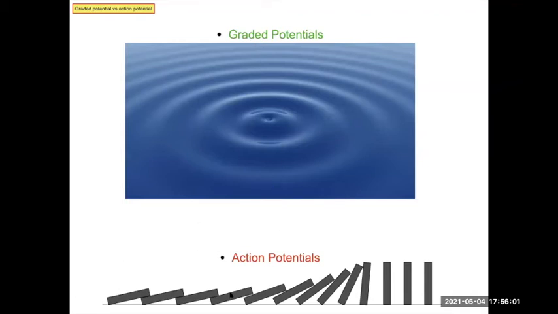For an action potential, the analogy is a string of dominoes falling on each other, right? When one falls, it drops and hits the next one. The speed stays the same from start to finish. There's no getting smaller of the potential. This one is just as big as this one down here. So we'll get into the details, but that's the analogy we want to think of when we're talking about graded versus action potentials.